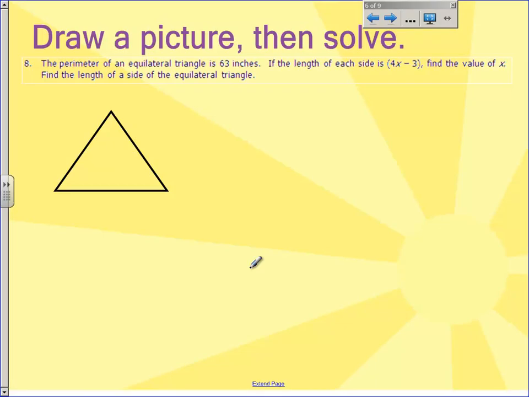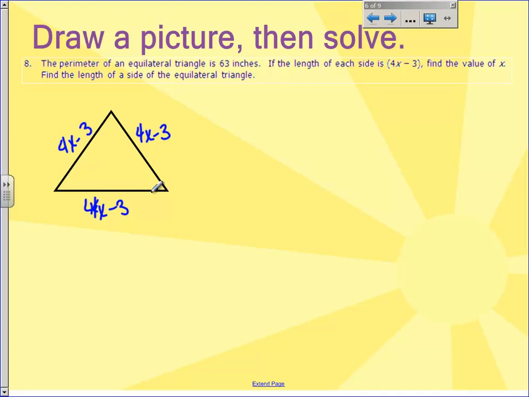So let's move on to some word problems. You have the perimeter of an equilateral triangle is 63 inches. So the first thing you're going to do is draw a triangle, and it needs to be equilateral, so all the sides should be the same. If the length of each side is 4x minus 3, you're asked to find the value of x.